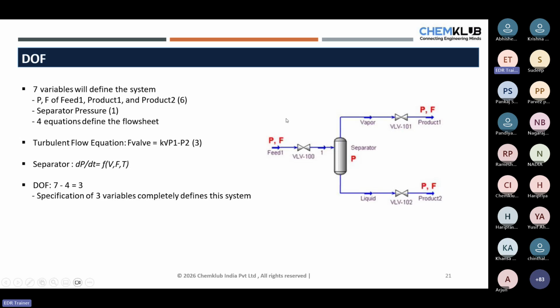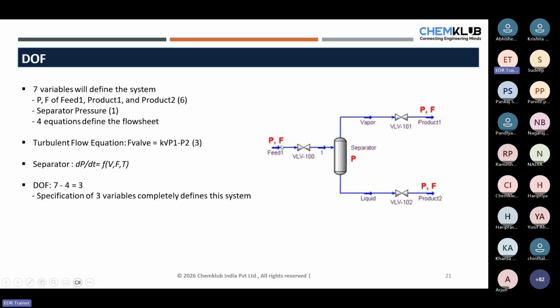So for this simple node also, the example is given with the seven variables. The variables have been provided in red, and then what are the different equations that we are talking about? There are three valves, so we have three resistance equations and one separator equation for the accumulation. And once we have that, if you define the three variables here within the system, that will give you how the system is going to perform.